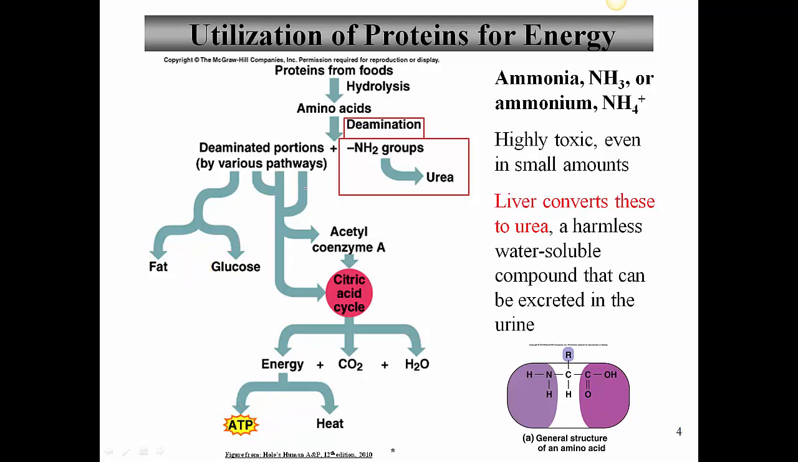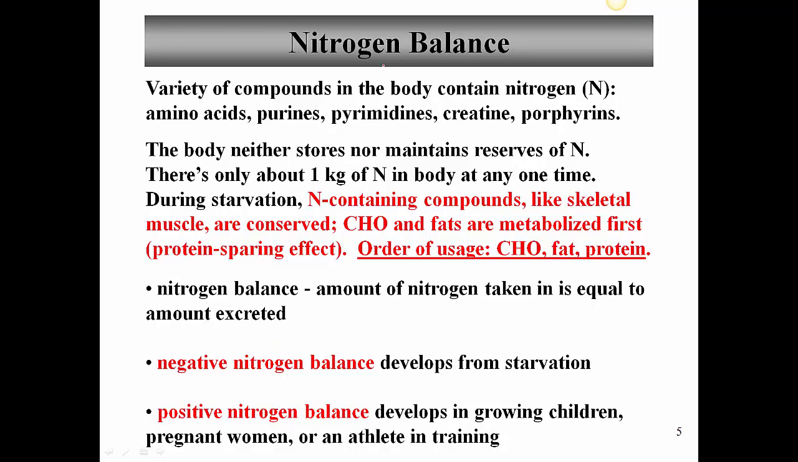This is called deamination. Other than storing nitrogen in the proteins in the body, nitrogen is really not stored or maintained. So we only have about 1 kilogram of nitrogen in the body at any one time. Although, of course, we have a lot more muscle protein than that. The total amount of nitrogen that we have is about 1 kilogram. But we do have other compounds in the body that contain nitrogen that we would not consider proteins, like amino acids, purines, pyrimidines, creatine, porphyrins. All of these are nitrogen-containing compounds, but are not proteins.